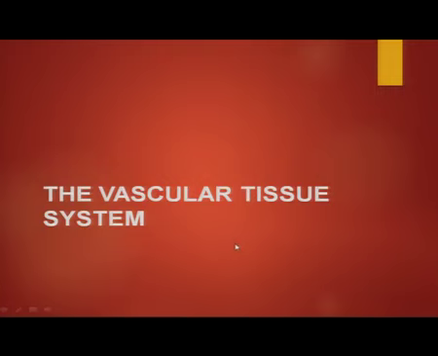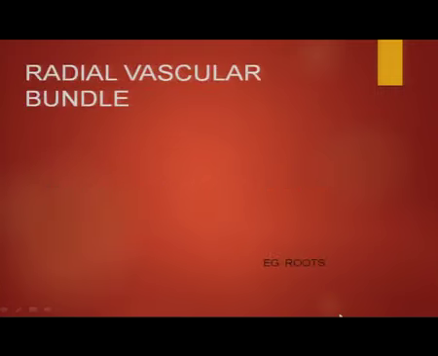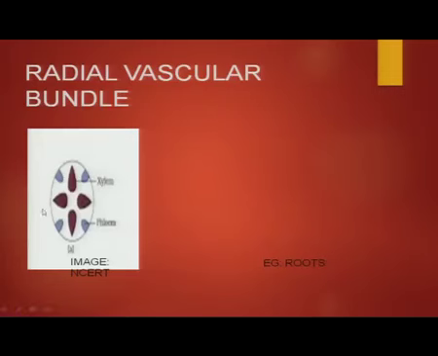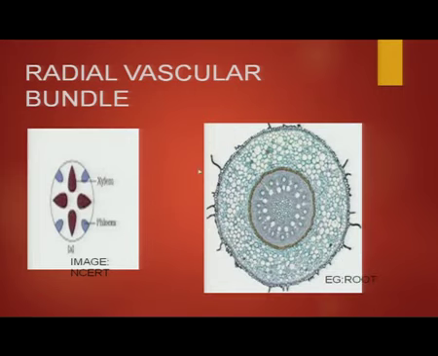Next, we move on to the vascular tissue system, and when we talk about the vascular tissue system, we are talking about xylem and phloem. So, xylem and phloem can be arranged variously in a plant organ. When they are arranged at different radii, then the vascular bundle is said to be radial. Here in this figure, you can see that xylem and phloem are lying at different radii in the plant organ. Such radial arrangement is present in the roots.